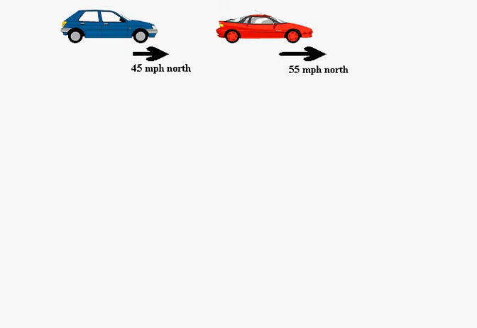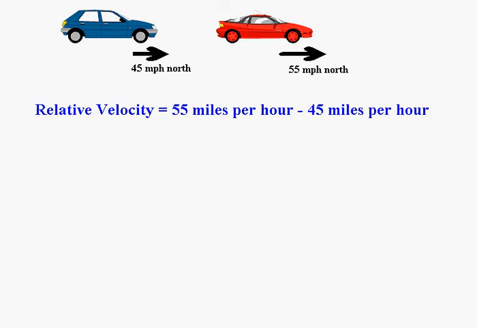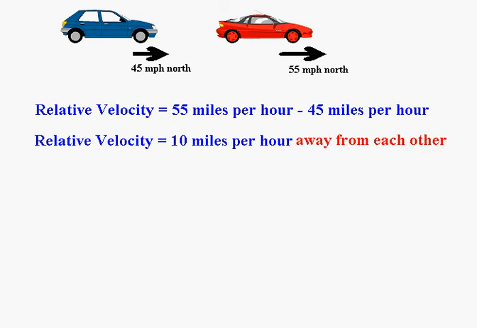In the end, then, the relative velocity of these two cars is the difference between their velocities, 55 miles per hour minus 45 miles per hour. This is a general rule. When objects travel in the same direction, their relative speed is the difference between their individual speeds. So the relative speed is 10 miles an hour, but that's not what we wanted. We wanted the relative velocity. Velocity includes direction. So the relative velocity of these two cars is 10 miles per hour away from each other.